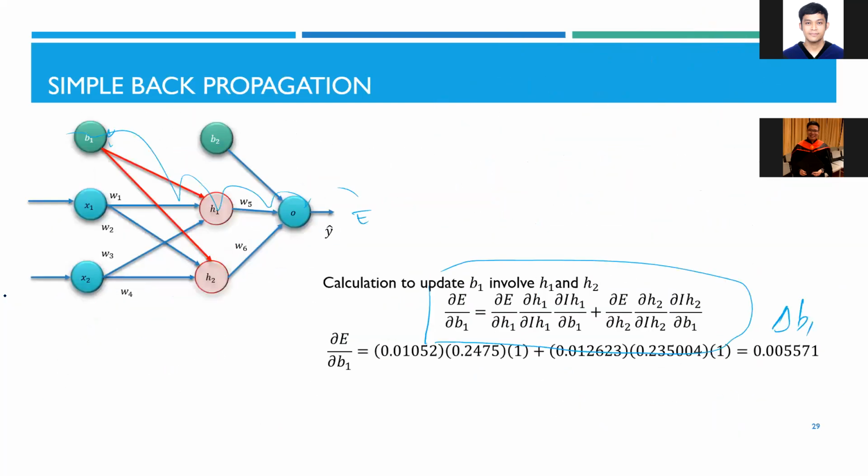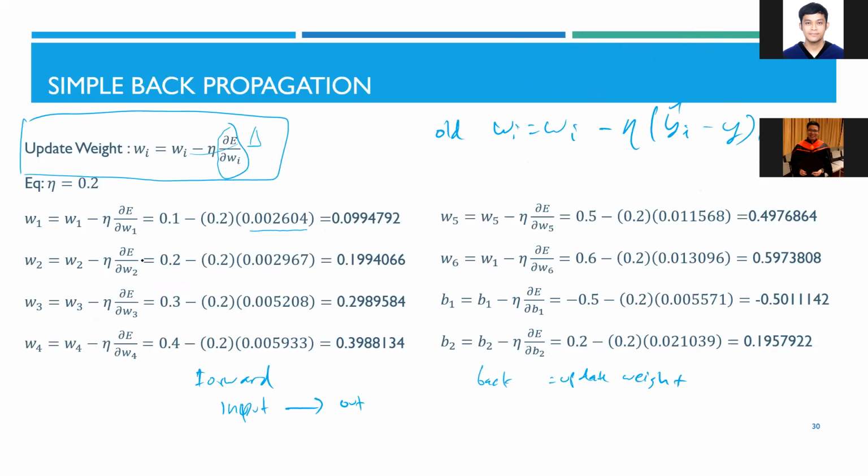So forward, we get the predicted output, we compare our predicted output with the actual value of output, and then we use backward to update the weights.